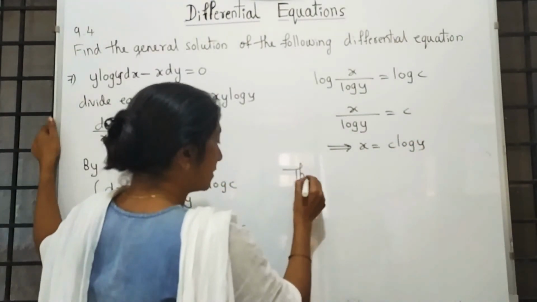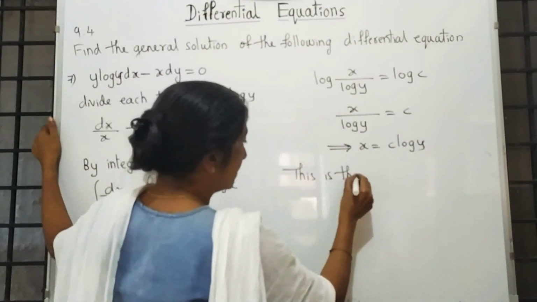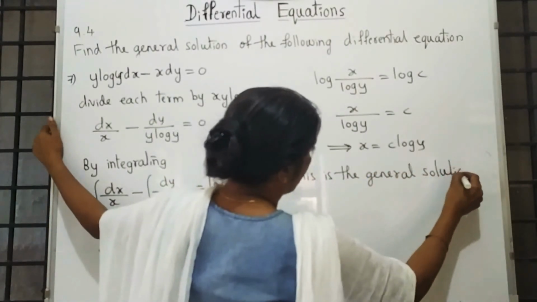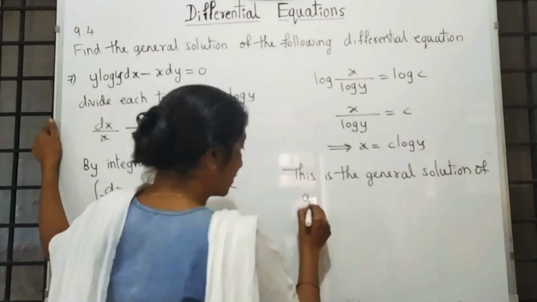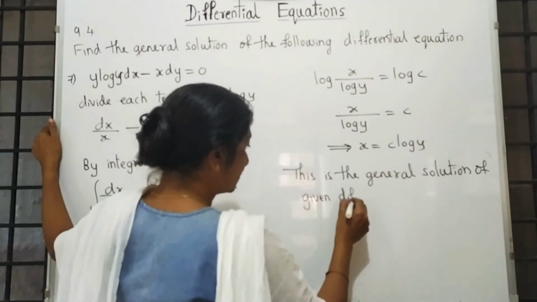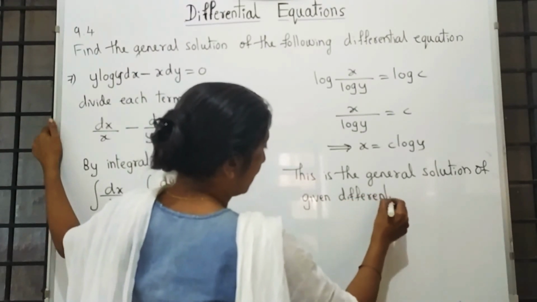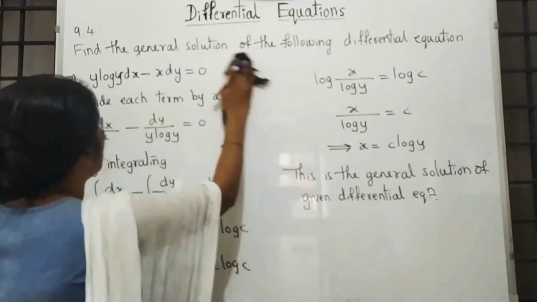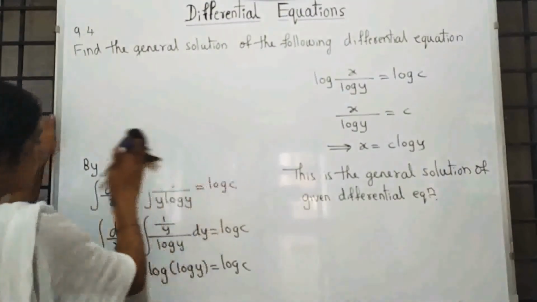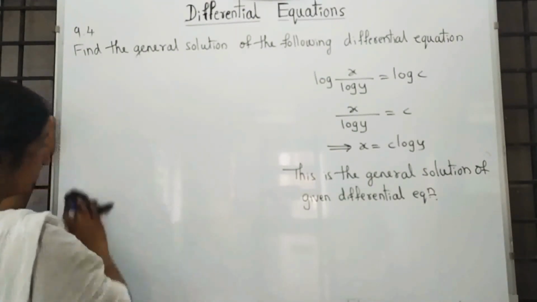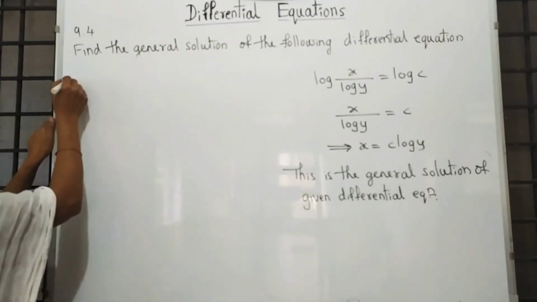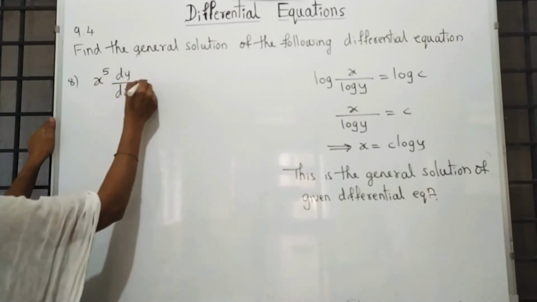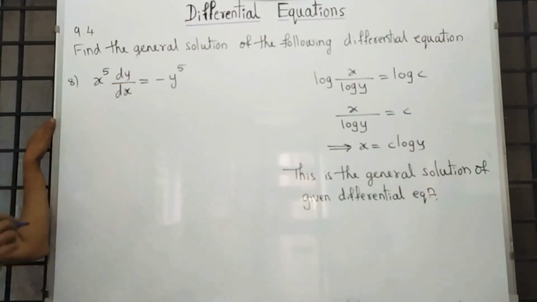This is the general solution of the given differential equation. Moving to the next question, that is the 8th question. Eighth question: x raised to 5 into dy upon dx is equal to minus y raised to 5.